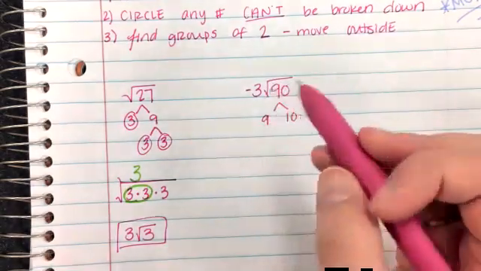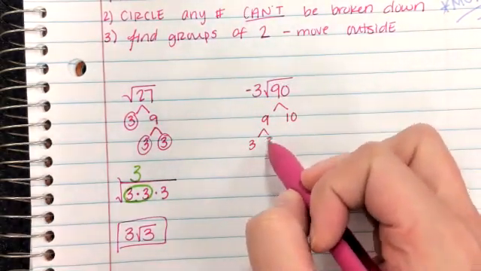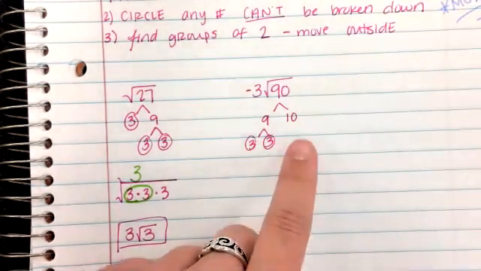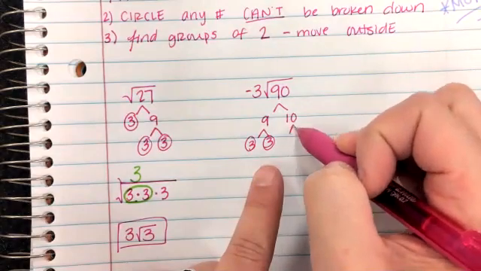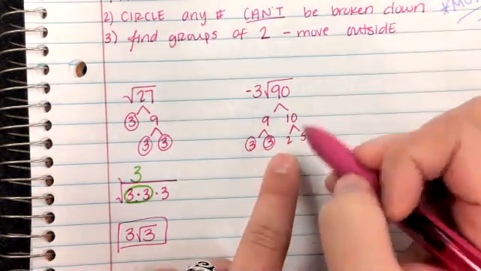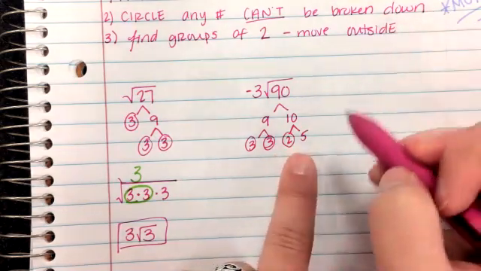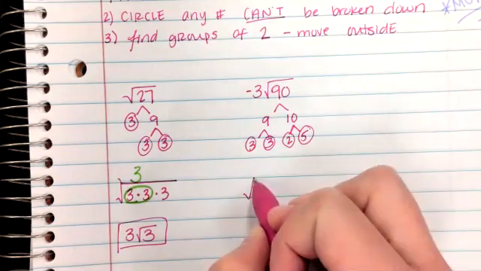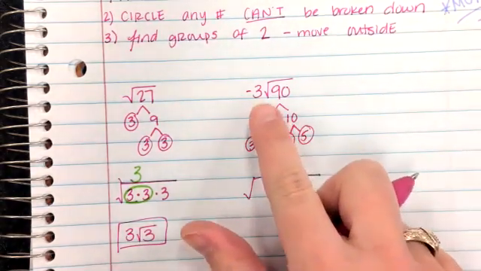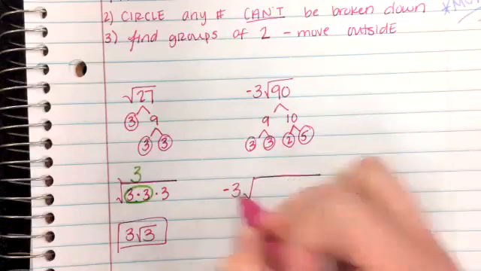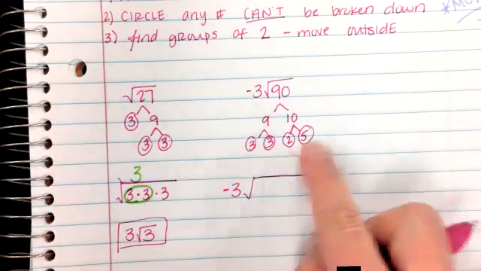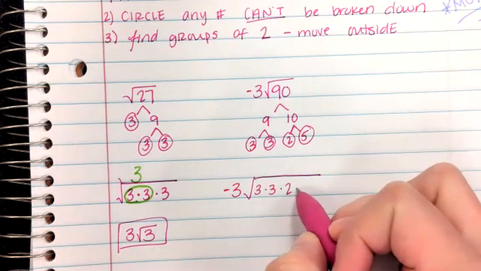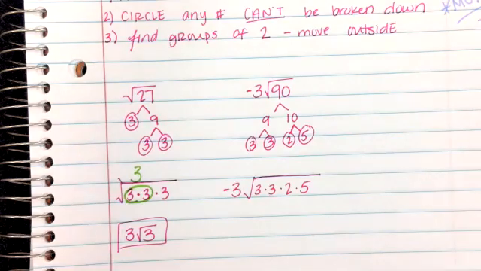What does 9 break down into? 3 and 3. Circle or break down? Circle both my 3s. What about 10? What does 10 break down into? 2 times 5. Can 2 break down? Nope. Circle. Can 5 break down? Nope. Circle. So when I make my radical, eyes up, what's outside has to stay outside. Everything circled goes inside. So I have 3 times 3 times 2 times 5.